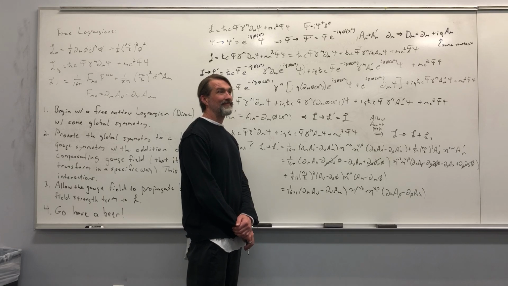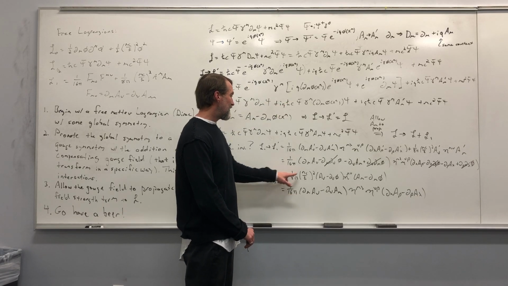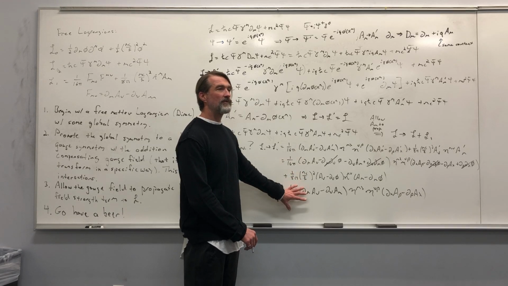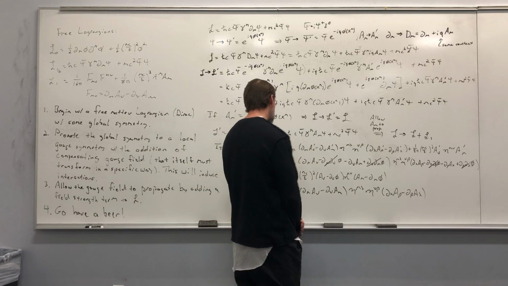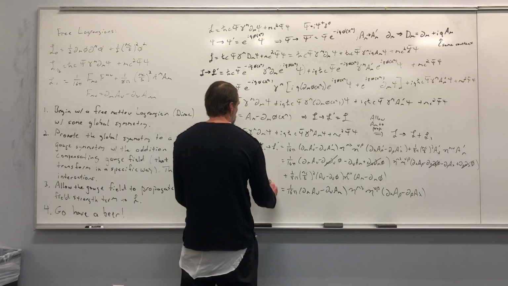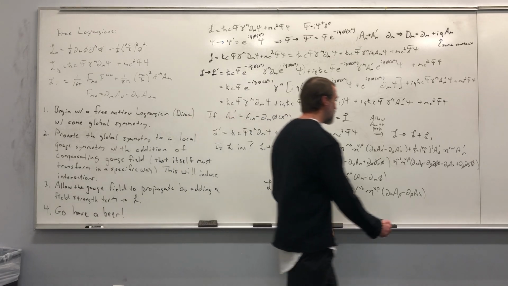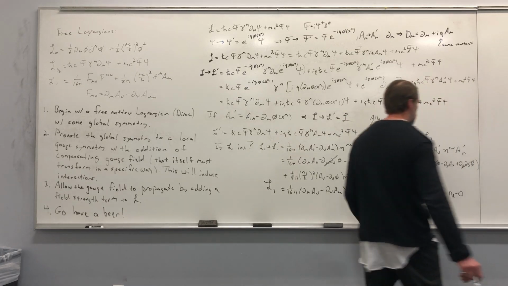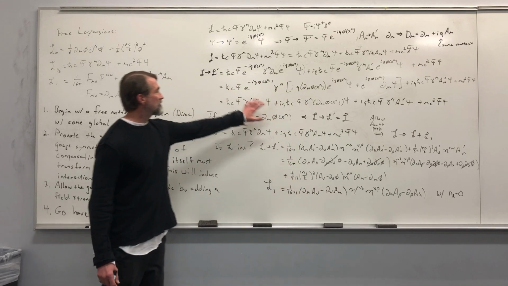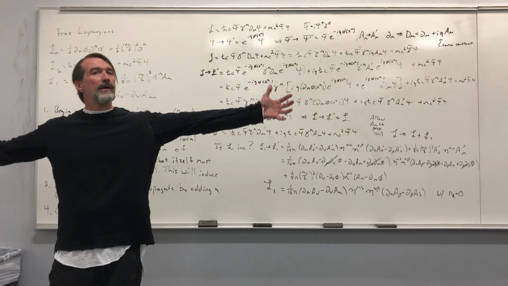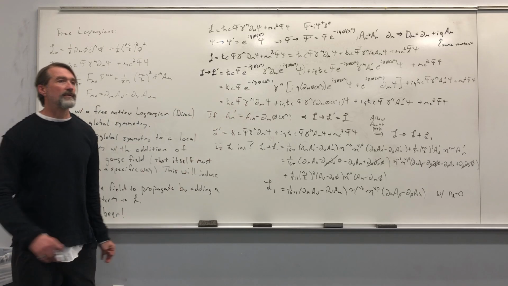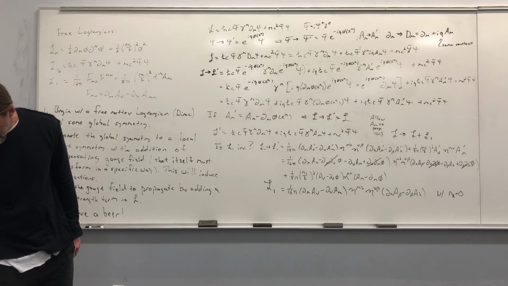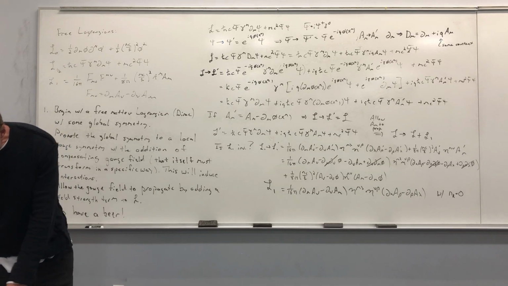Unless it's massive. Exactly. If the mass of A is 0, this whole term vanishes, and the story works. Okay? So if we do this, then we can add this to the story up here, and the entire story is locally gauge invariant. Pretty sweet, huh?